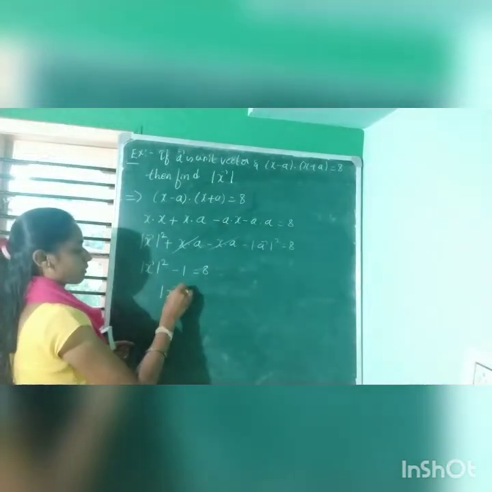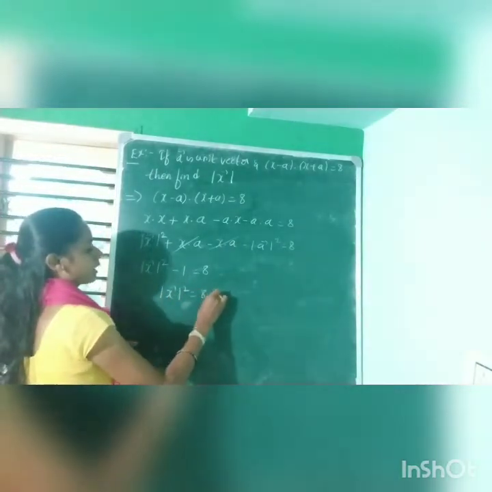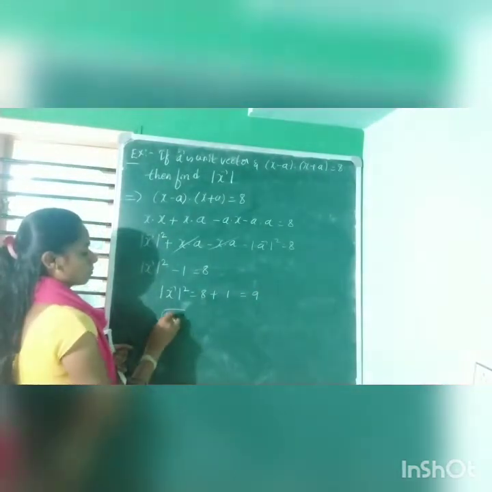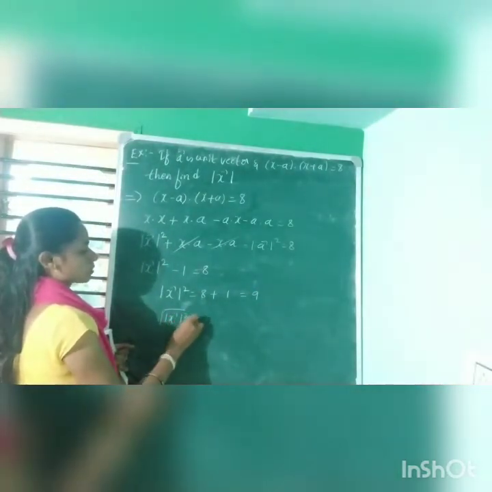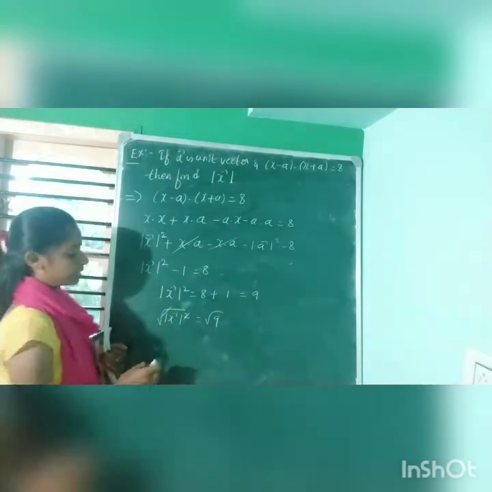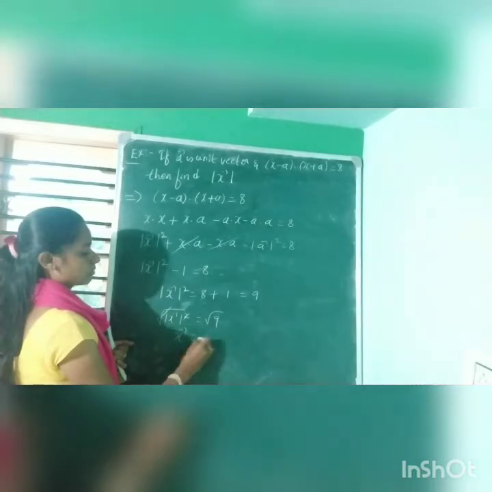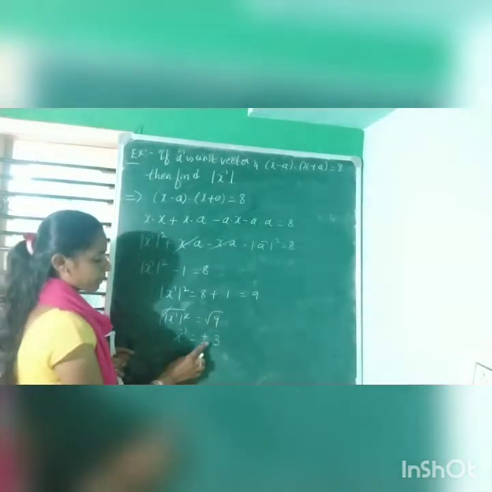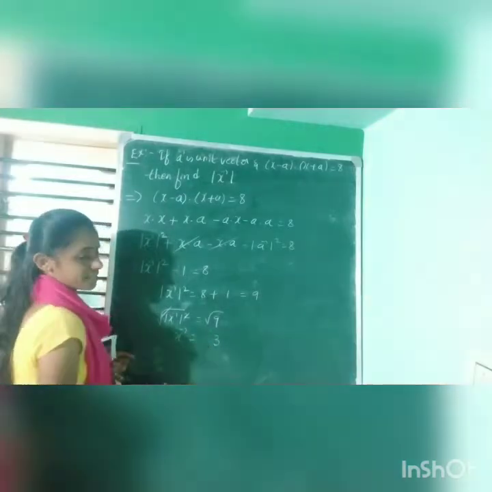Next, magnitude of x whole square is equal to 8 plus 1, and this is 9. Square root of magnitude of x whole square is equal to square root 9. Square and root get cancelled. Vector x is equal to plus or minus 3, in terms of x square. But here it should always be plus 3.